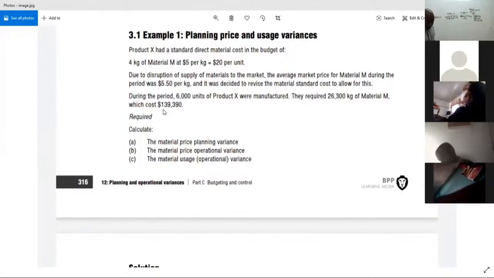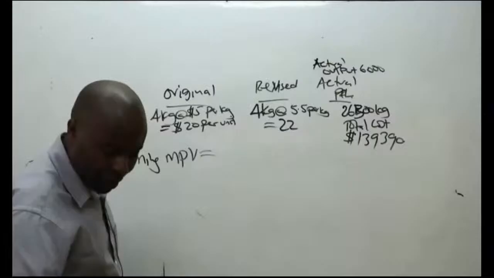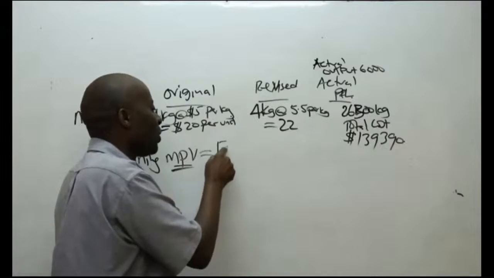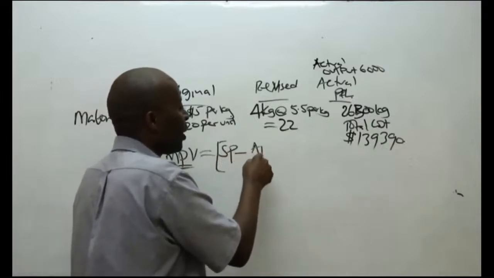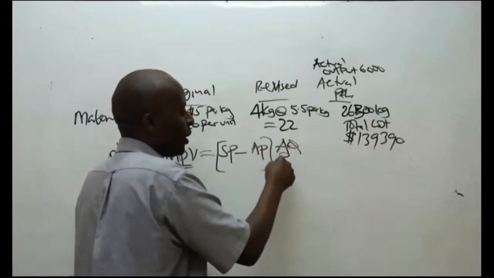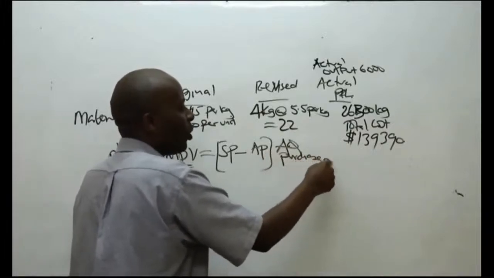is to give them the material price planning variance. So I'll write here the planning material price variance. Planning material price variance is the difference between two prices. We have the standard price minus the actual price. And then outside here, we have the actual quantities of materials that were purchased.